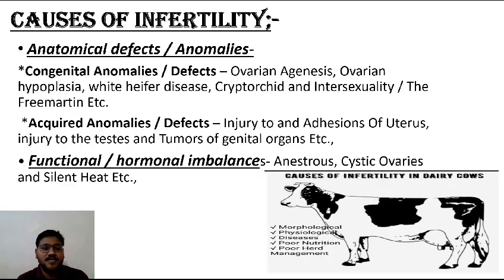Coming to the causes of infertility, it includes many causes, among which the following are: anatomical defects, which include congenital defects and acquired defects. Congenital defects include ovarian agenesis, ovarian hypoplasia, white heifer disease, cryptorchidism, and intersexuality. Acquired defects include injury to the uterus, injury to the testes, and tumors of the genital organs. And the functional or hormonal imbalances include anestrus, which means a disturbance in the estrous cycle, cystic ovaries, and silent heat.